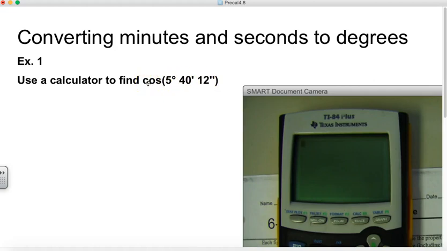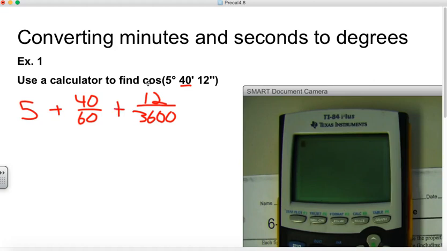All right. So what you want to do is take the number of minutes and divide it by 60, and then take the number of seconds and divide it by 3,600, because each minute is a 60th of a degree, and each second is really a 3,600th of a degree, because each second is a 60th of each minute. So whenever we add these to 5 degrees, we get a decimal representation for the degrees.